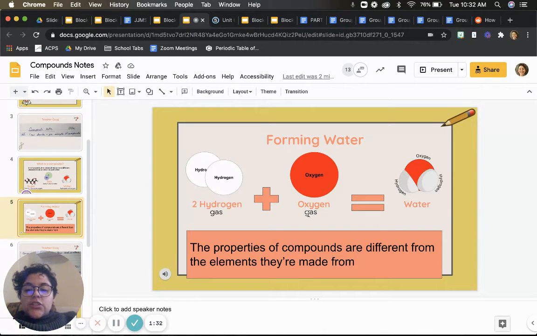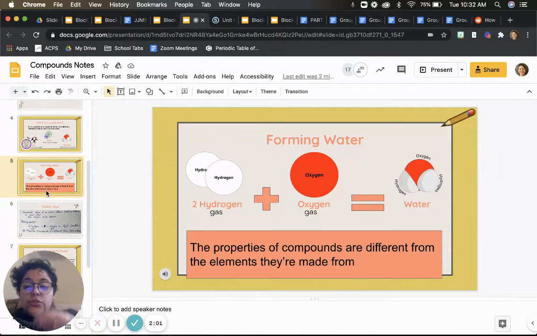And hydrogen and oxygen are both gases, but when you add them together, you get water, liquid water. So this example is showing us that when we combine different elements, the properties are going to change. So we saw 2 gases come together to form liquid water. So the properties of compounds are often different from the elements they're made of. So it's kind of like a new form. They're coming together to create something completely new.